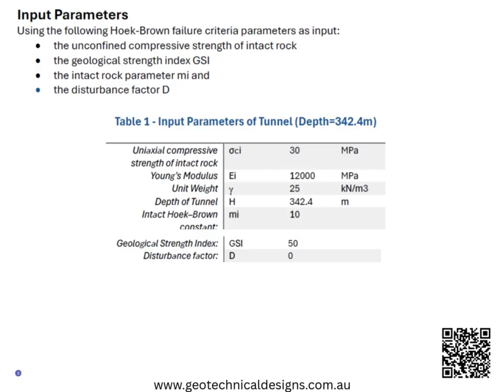As shown in figure 1, we are using the following Hoek and Brown failure criteria parameters as inputs, like the unconfined compressive strength of intact rock, the geological strength index, the intact rock parameter like Mi, and the disturbance factor D, and the other parameters as shown in table 1. Their charts are provided in the educational resources of our calculator.